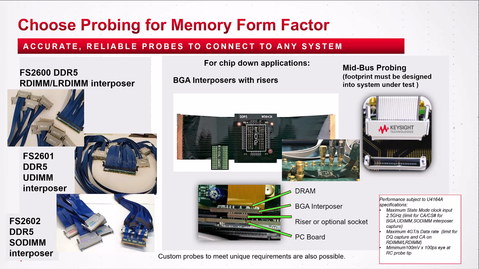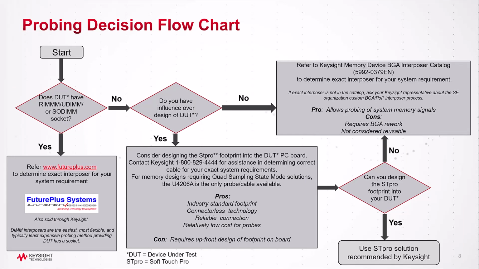For chip down applications, there are two different methods. You can have a BGA interposer with risers or design in mid-bus probing. As you go through the decision process, the first question is, does your device under test have an RDIMM, UDIMM, or SODIMM socket? DIMM interposers offer the easiest, most flexible, and typically least expensive probing option, providing that the DUT has a socket.